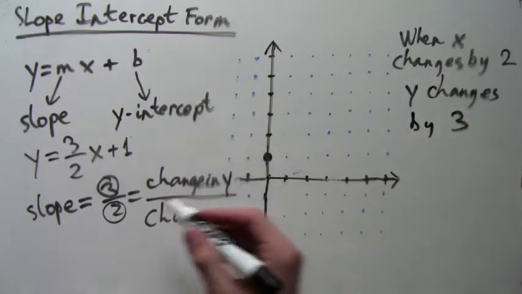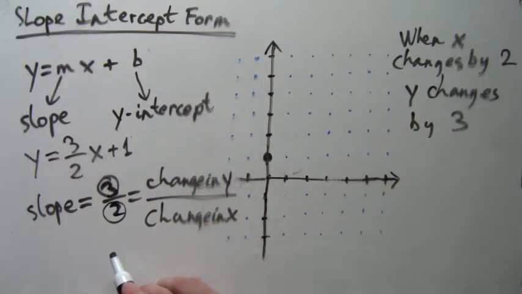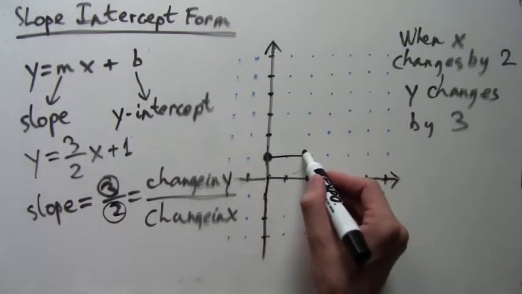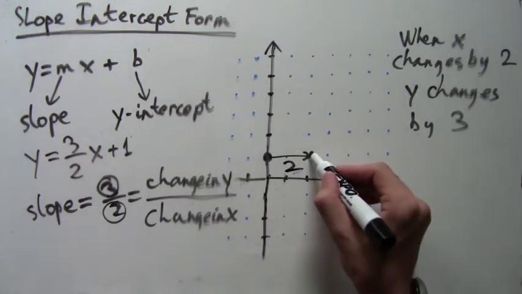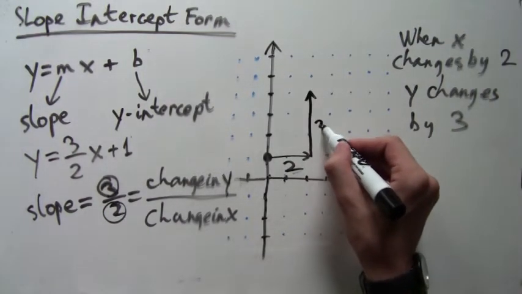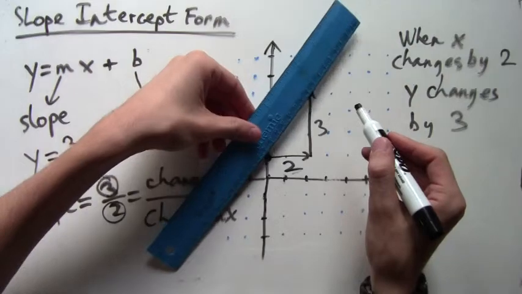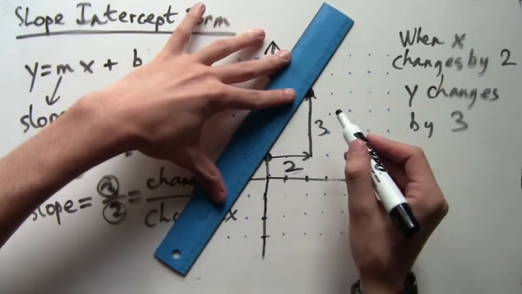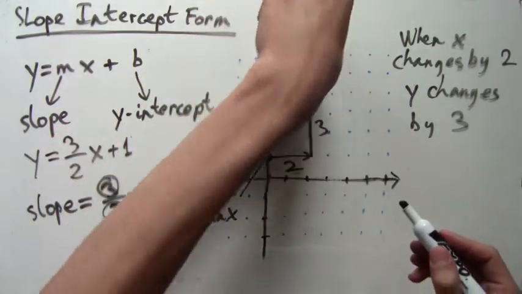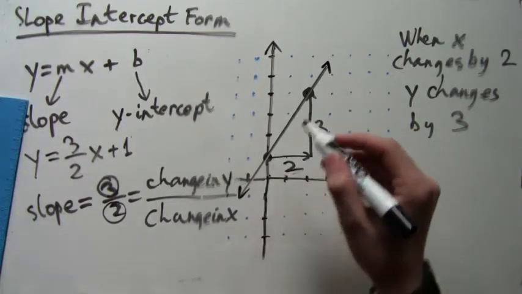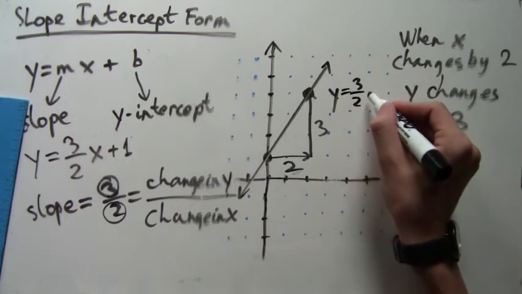So, if we take our first point that we drew, the point (0, 1), and we go 2 to the right of it, then we must go 3 up to find another point which lies on this same line. Now we can connect these 2 points with a ruler, and that will complete our linear plot. We just label the function y = 3/2 x + 1.